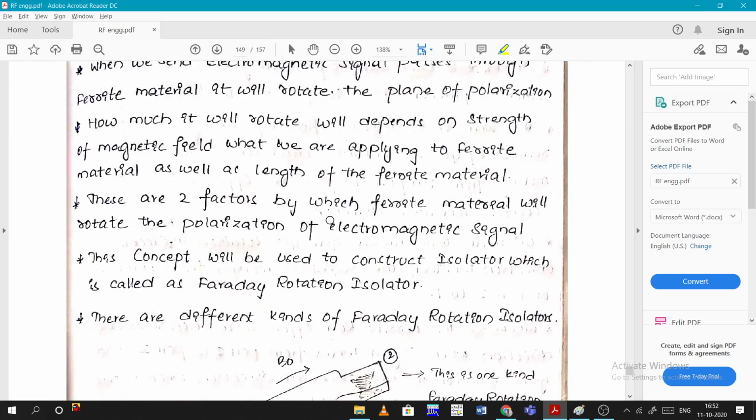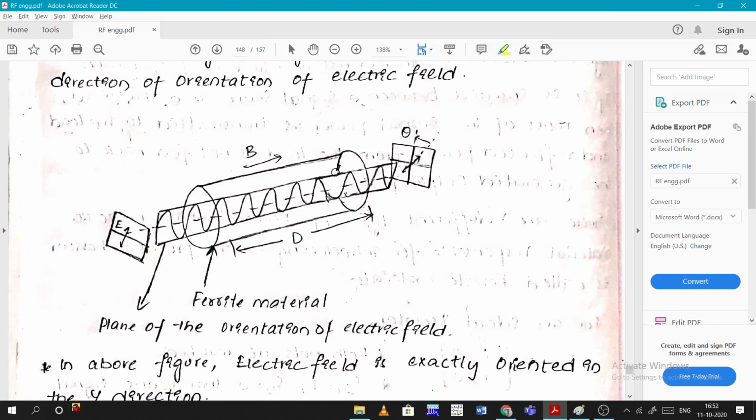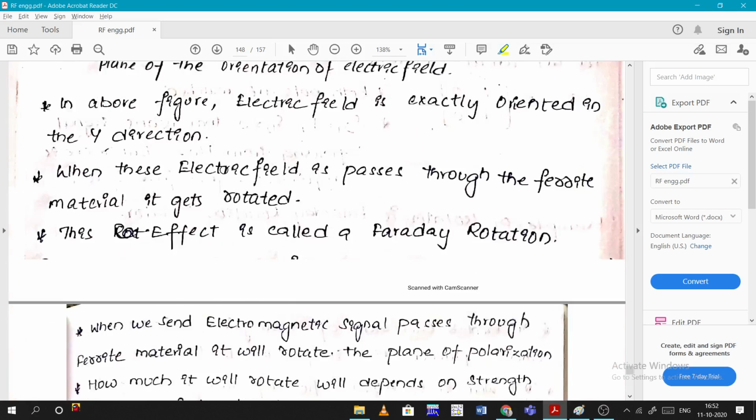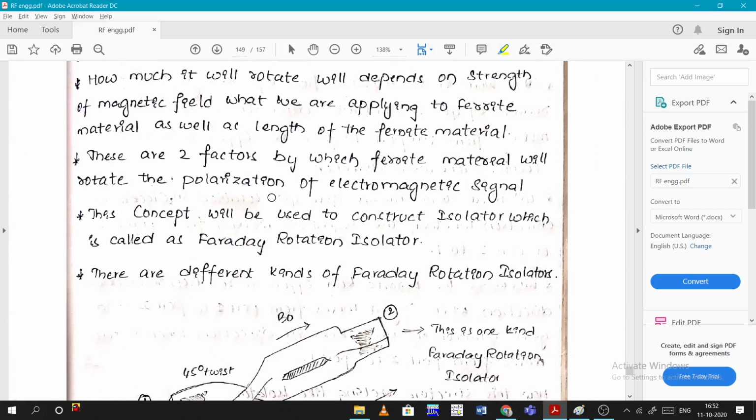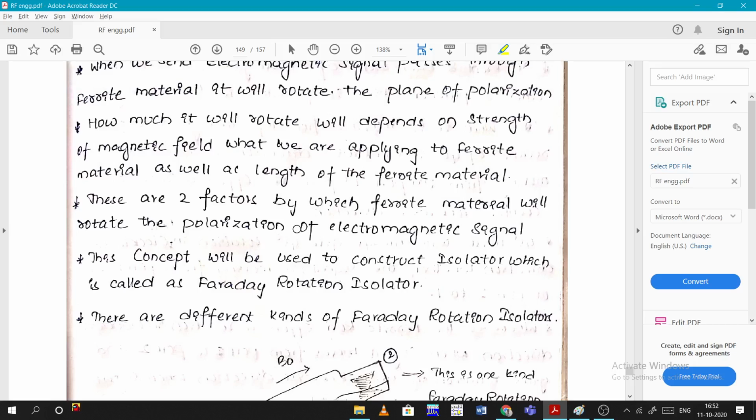How much it rotates depends on the strength of the magnetic field we apply to the ferrite material, as well as the length of the ferrite material kept inside the tube. So these two parameters determine the angle. These are the two factors by which ferrite materials rotate the polarization of electromagnetic signals. This concept is used to construct an isolator, which is called a Faraday rotation isolator.